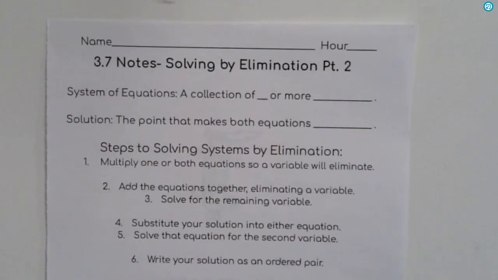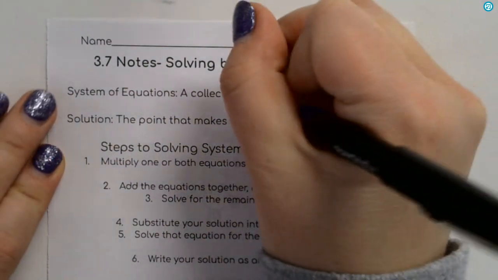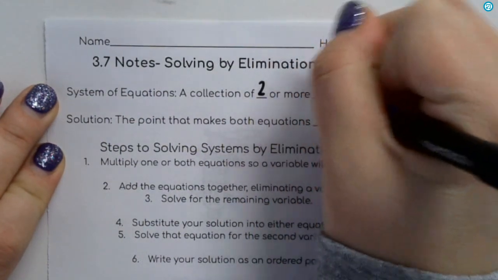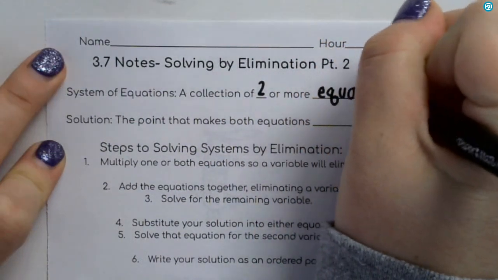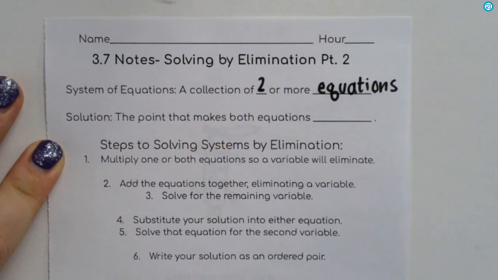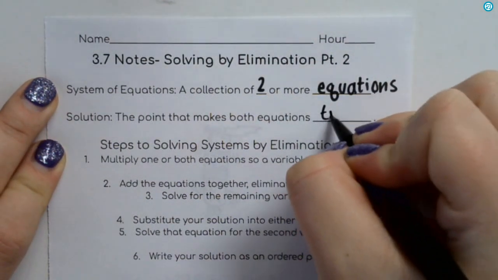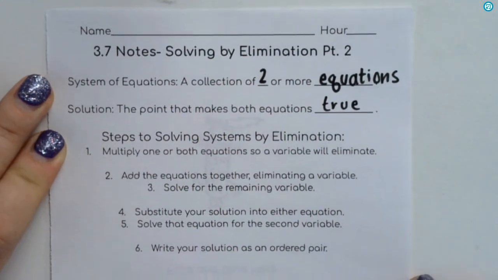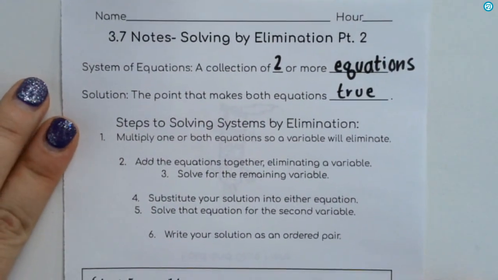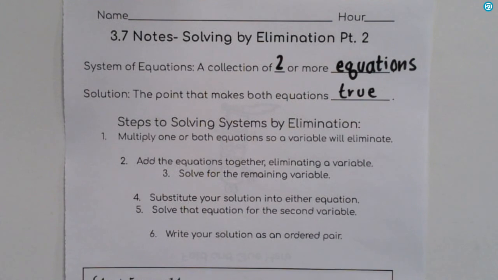Okay, so last thing, I'm really curious because this is the 6th time this has been on the notes. A system of equations is a collection of two or more equations, and the solution to a system is the point that makes both equations true. They're already equal because they're equations.